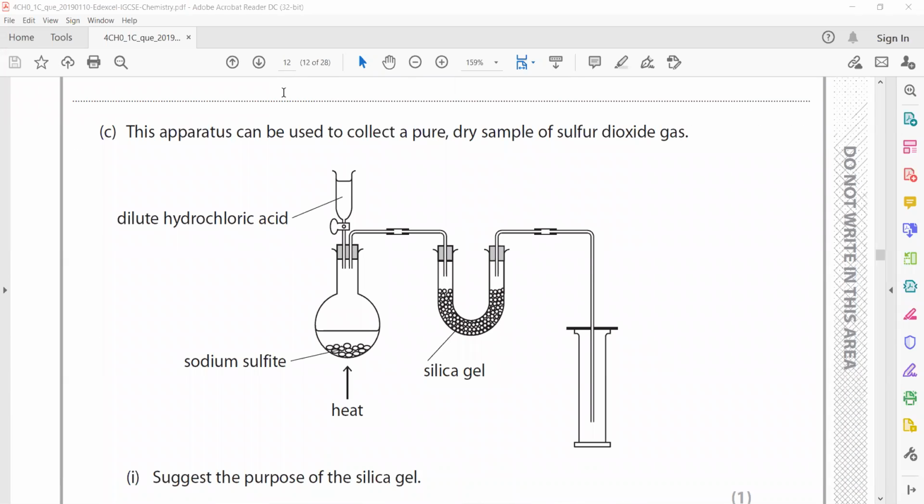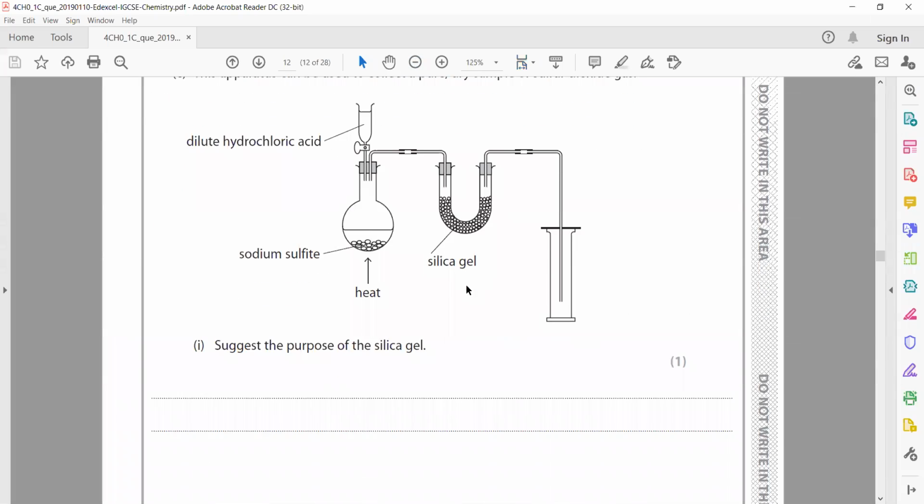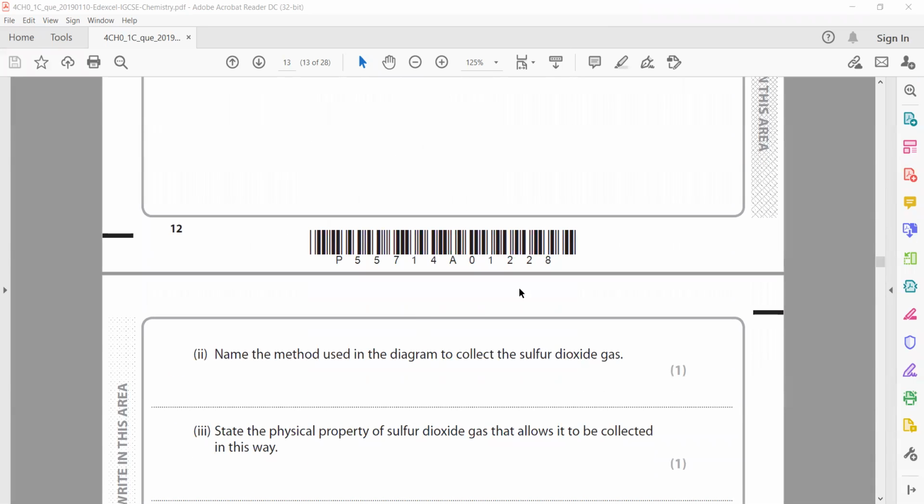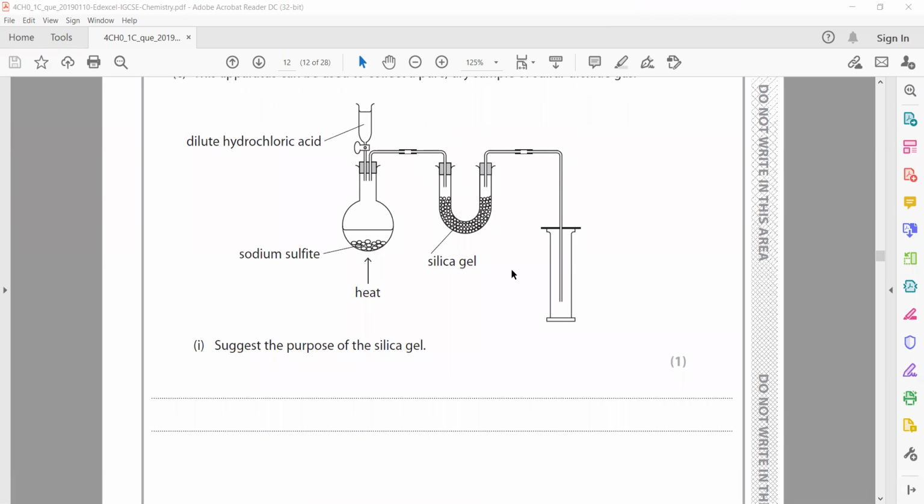The apparatus can be used to collect the pure dry sample of sulfur dioxide gas. The purpose of the silica gel, it is a drying agent used to dry the gas. Name the method used in the diagram to collect sulfur dioxide. This method is called downward delivery or upward displacement of air.